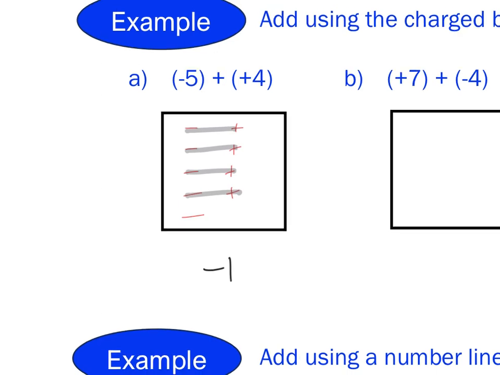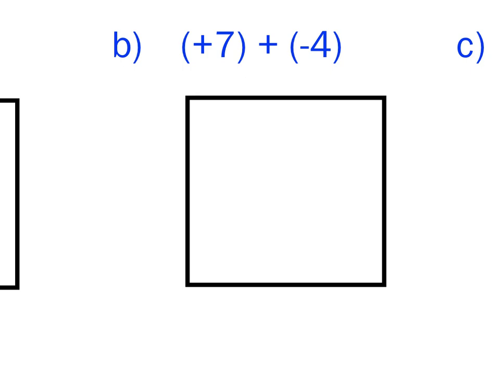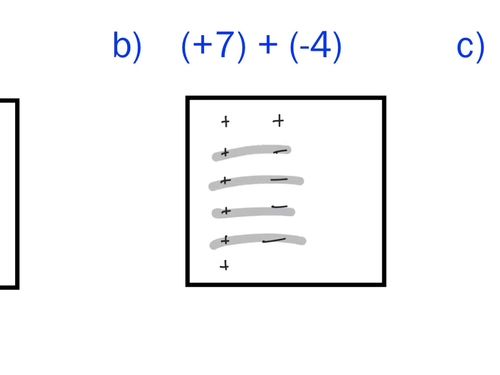All right, next question. Here we go. +7 plus -4. So again, 7 positives: 1, 2, 3, 4, 5, 6, 7, and then 4 negatives: 1, 2, 3, 4. So make your 0 pairs: 1, 2, 3, 4. What are we left with? +3. Brilliant. There's the answer. It's +3.